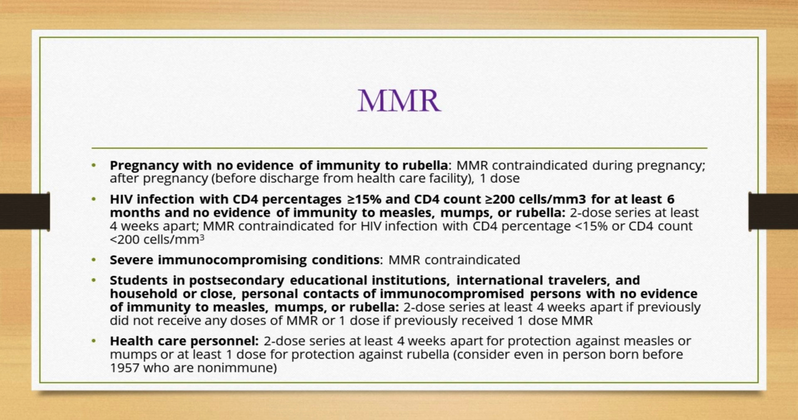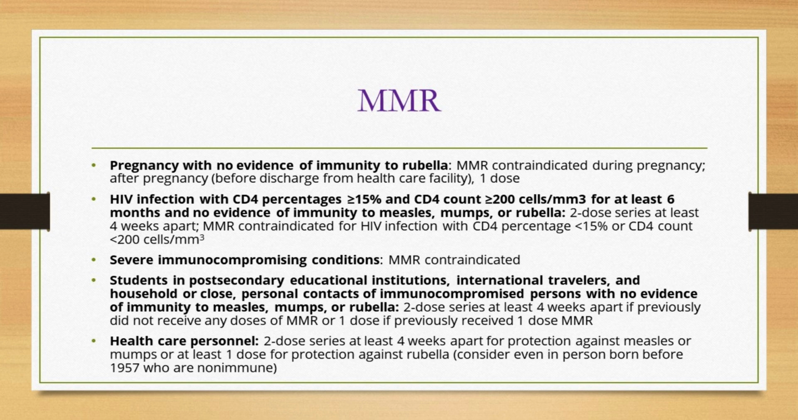In patients with HIV infection with CD4 percentage more than 15% and CD4 count more than or equal to 200 cells per mm³ for at least 6 months and no evidence of immunity to measles, mumps, or rubella, a 2-dose series at least 4 weeks apart is given. However, MMR is contraindicated for HIV infection with CD4 percentage less than 15% or CD4 count less than 200 cells per mm³. In case of severe immunocompromising conditions who have no evidence of immunity to rubella, MMR is contraindicated.